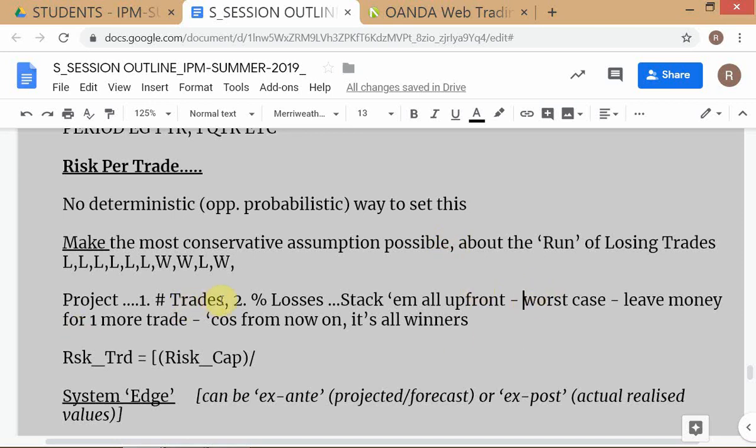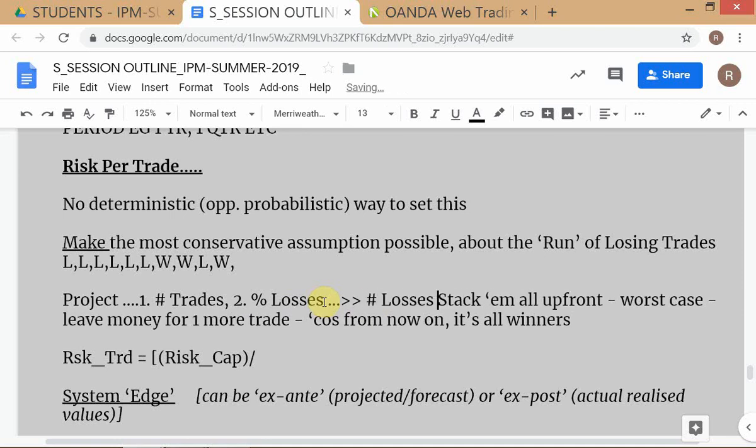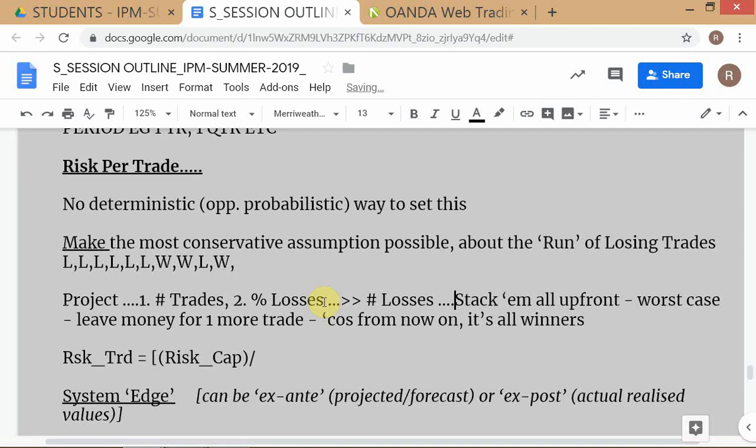What am I doing? First, project the number of trades. Second, project the percentage losses. From percentage losses, you get the number of losses. Is this clear? From the number of trades and percentage losses, you get the number of losses. Now you stack them all up front. So you are projecting 375 losing trades in total. You assume that your first 375 trades are losers.